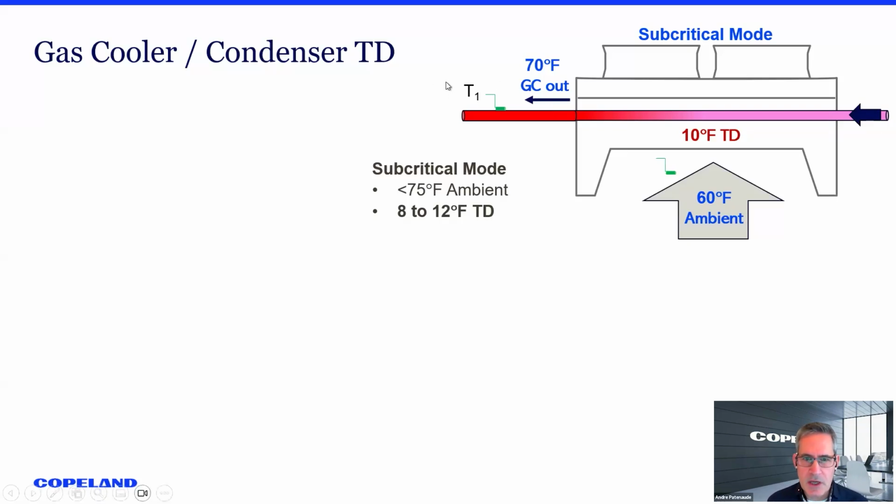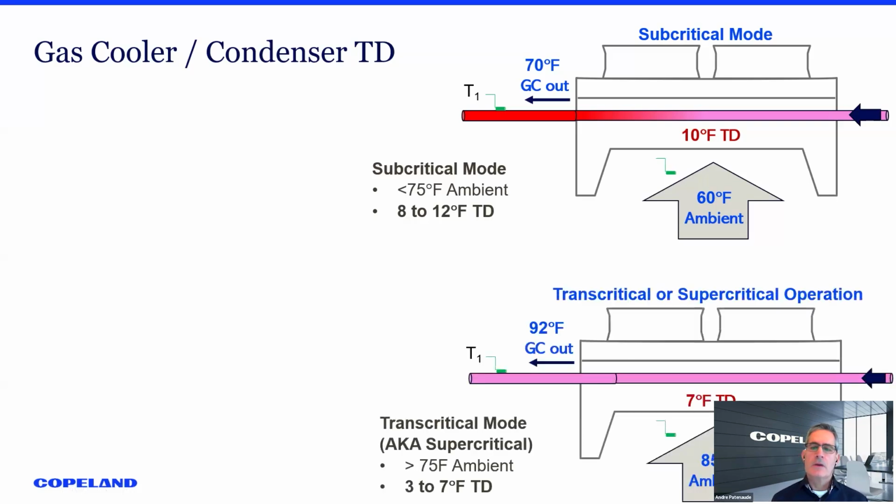I put T1 there because for the iPro, that's called temperature sensor T1. So I'll keep referring to that because it relates back to the iPro. When we're operating in transcritical mode, though, we are not condensing. So the TD is a bit lower on these gas coolers. You may have 85-degree air entering and you're only desuperheating here. So you're desuperheating a discharge gas, but your gas cooler out goes from an ambient of 85 to a gas cooler out of 92.